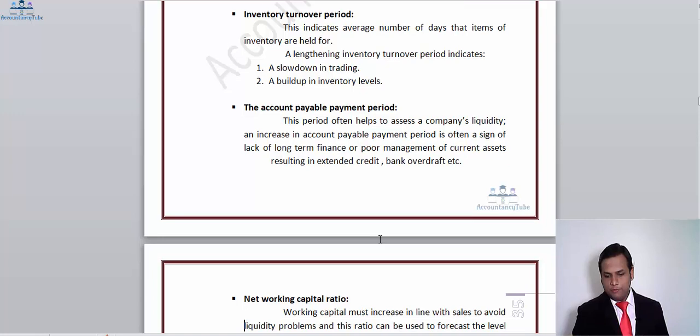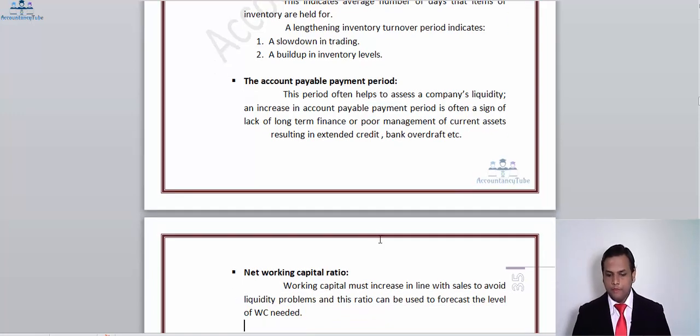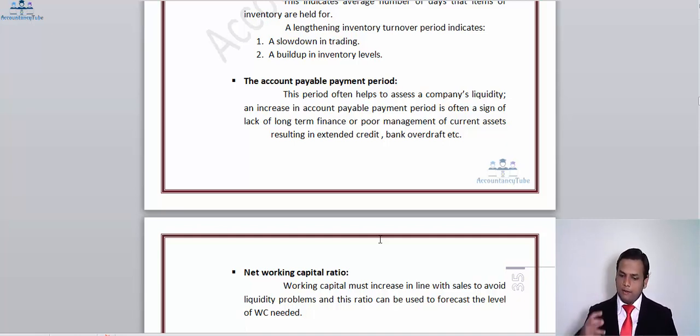Then we've got the accounts payables payment period. Just like the receivables days, it tells us the amount of time we took to pay back our suppliers on average. This period often helps to assess a company's liquidity. An increase in the accounts payable payment period is often a sign of lack of long-term finance or poor management of current assets, resulting in extended credit, bank overdraft, etc.